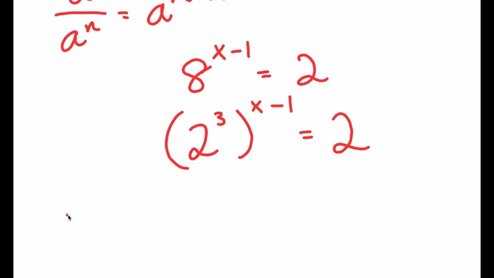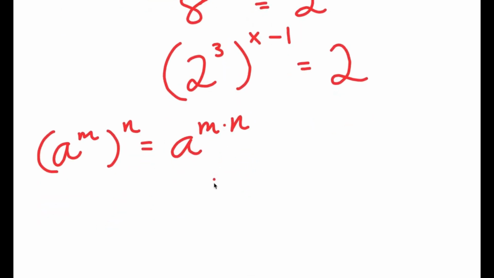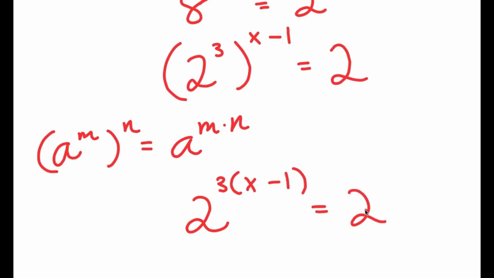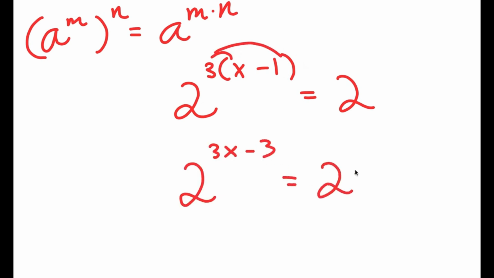And if I have something in the form a to the power of m to the power of n, this is equal to a to the power of m times n. So 2 to the power of 3 to the power of x minus 1 is the same thing as 2 to the power of 3 times x minus 1. And 3 times x minus 1, I can distribute 3, so I get 2 to the power of 3x minus 3 is equal to 2.